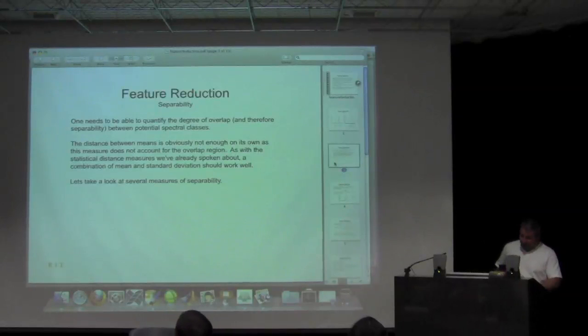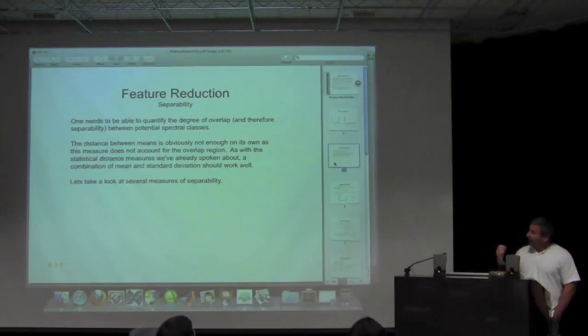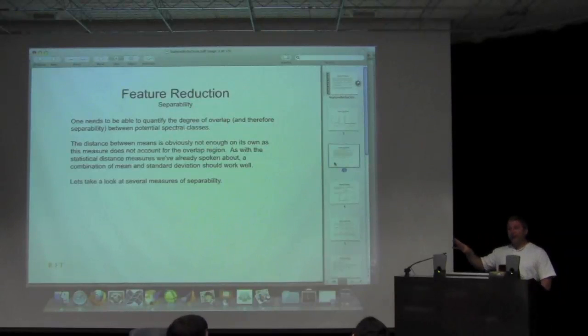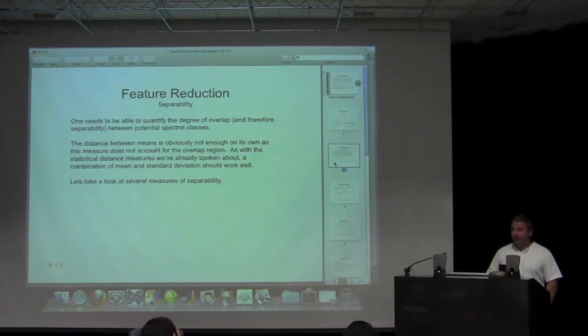All right, so one needs to be able to quantify this degree of overlap. And if we can do that, we'll define this metric called separability. And if we can define that metric called separability, and we could maximize the separability between classes based on our choice of input features or bands, then we'll come up with the best set of data that we can to perform the task that we want to do. So the problem here is, which bands do I pick to be able to separate these n classes in a scene, right, as best as possible.